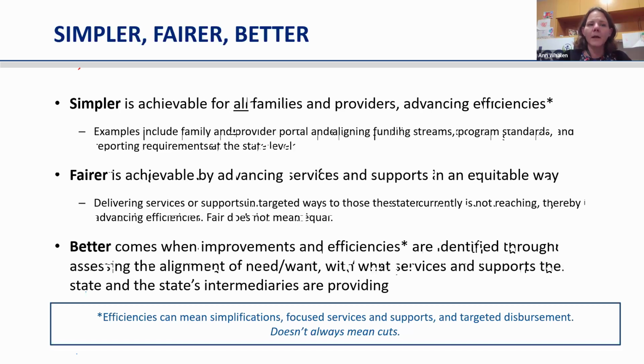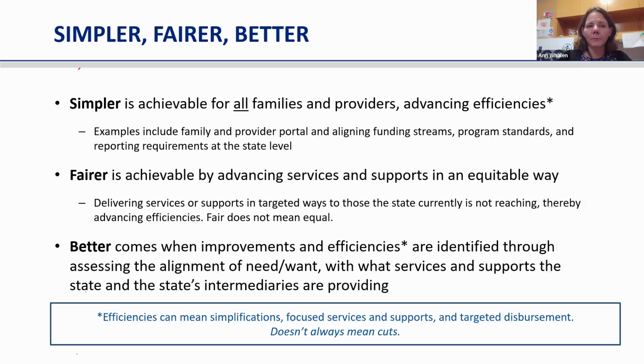By fairer, it's achievable by advancing services and supports in an equitable way. And that's delivering services and supports in targeted ways to those that the state currently is not reaching or serving well. And that includes, for us, prioritizing families with children with special needs, as well as multilingual families in the system, because they have historically been some of our least well-served groups within early childhood. And again, fair does not always mean equal. We really want to make sure we're being equitable in how we're thinking about these services and supports.